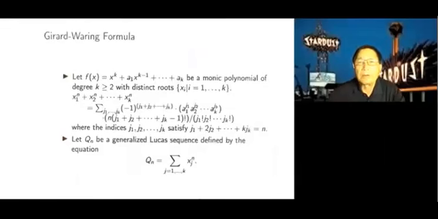Next, I will talk about the Girard-Waring formula and its relation to Lucas numbers. F of x is a monic polynomial of degree k with coefficients a0, a1 up to ak, with a0 equals 1. We assume that f of x has distinct roots x1 up to xk.